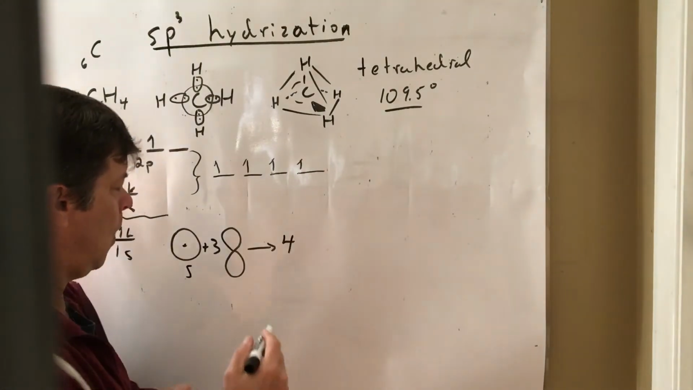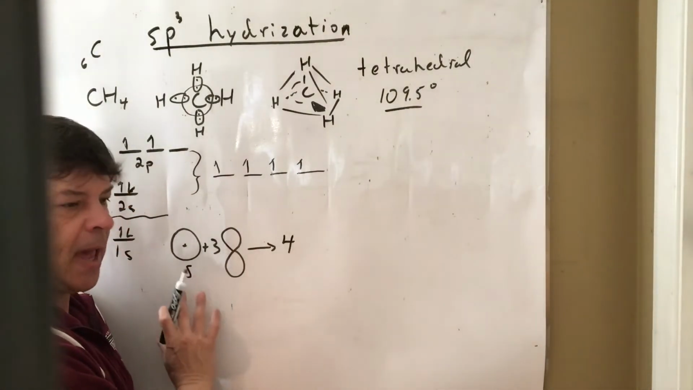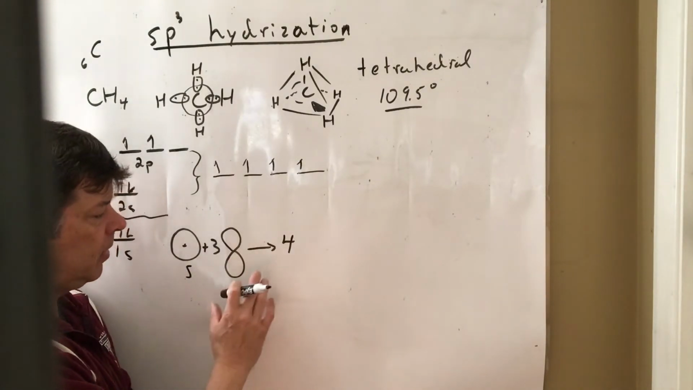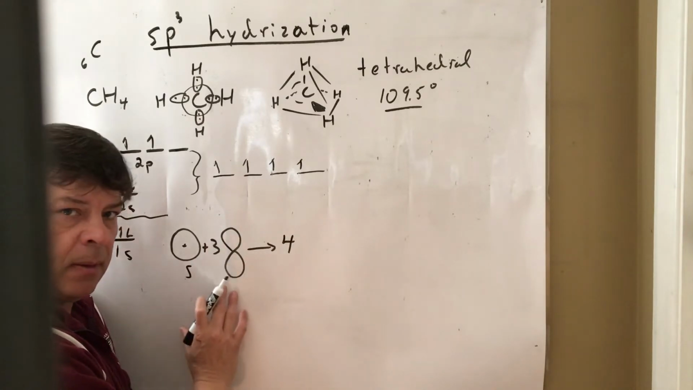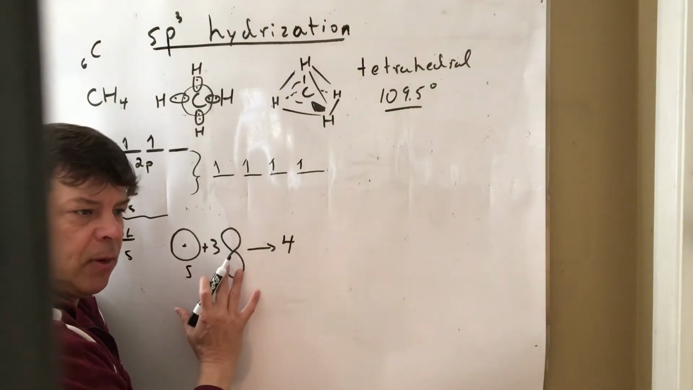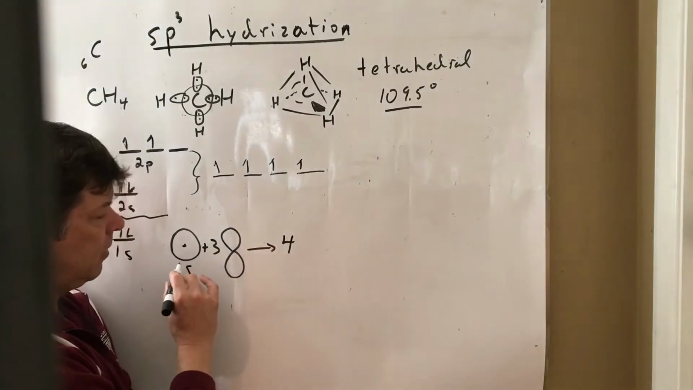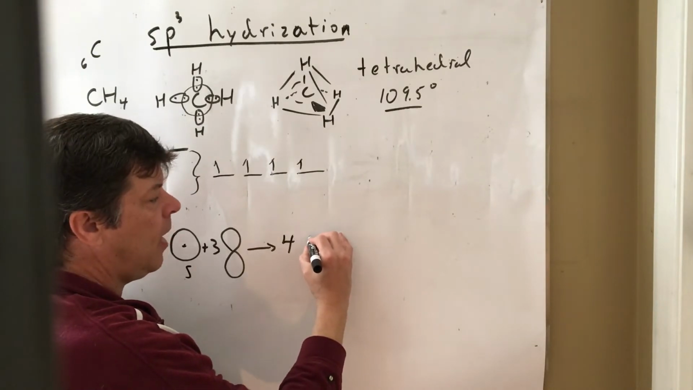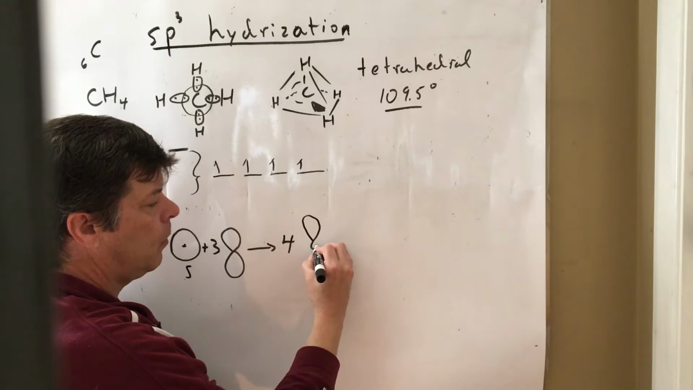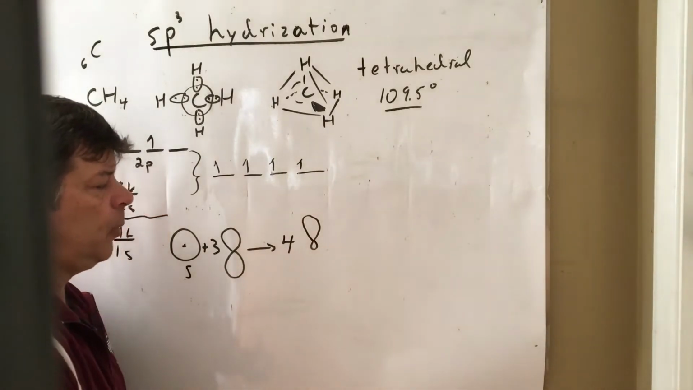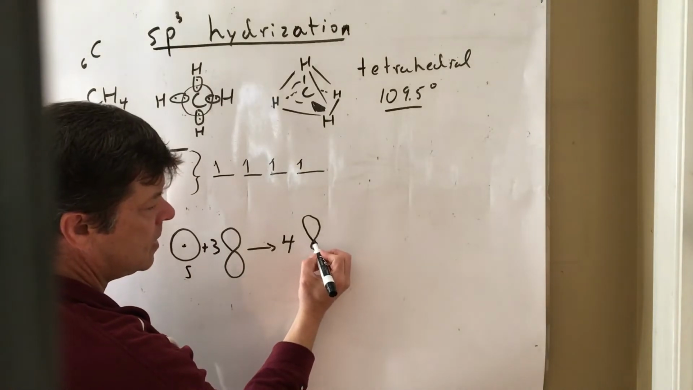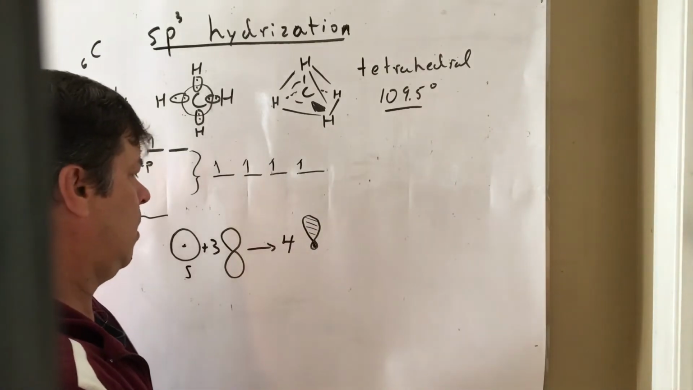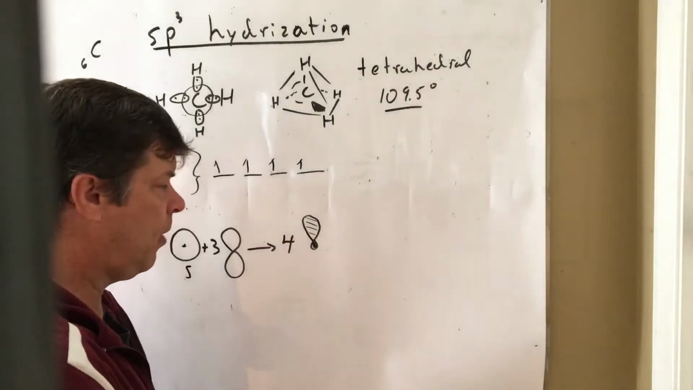There's going to be some s characteristic to this new orbital, and some p characteristic to it too. In this case, there's going to be more of the p characteristic because there are 3 of them. So we're taking an s orbital and 3 p orbitals, and we're forming 4 of these sp3. They may look like that. That's what they look like. This here is the s portion of it, and this is the p portion of the hybrid orbital.